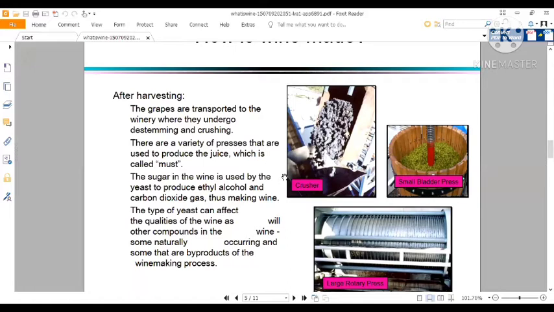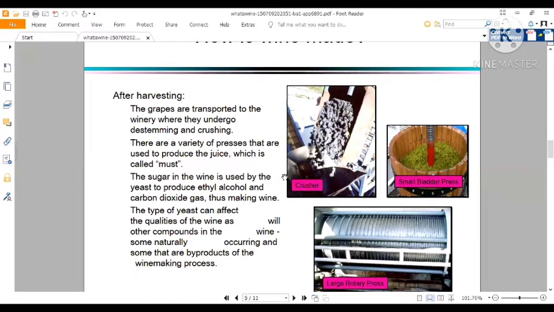The place where wine is made is called a winery. A particular wine comes from a particular kind of winery. There are a variety of processes used to produce the juice, which is called must. When you crush the grapes, the juice comes out separately, and the must comes in a different section.